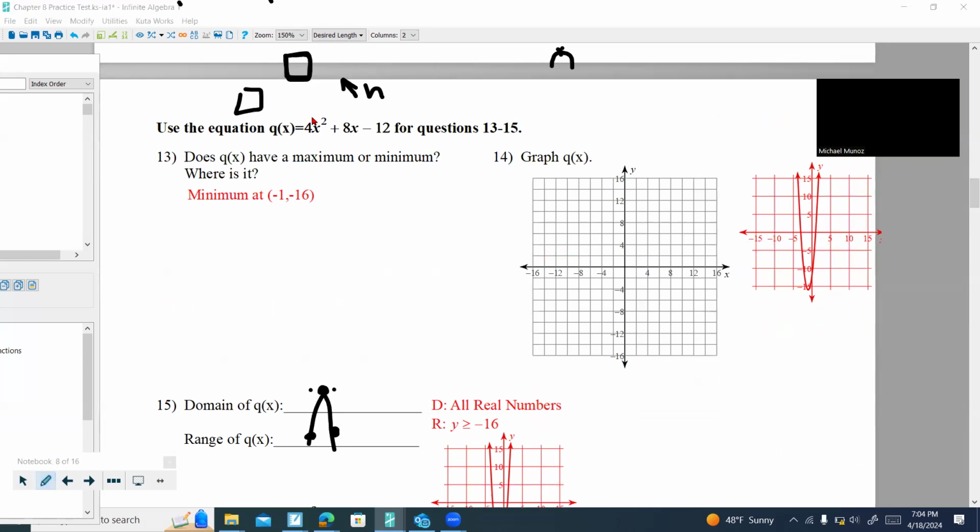Same thing on this one. We're going to use this equation. Right away, it says maximum or minimum. Well, since it's positive, it's going to open up and it's going to have a minimum.